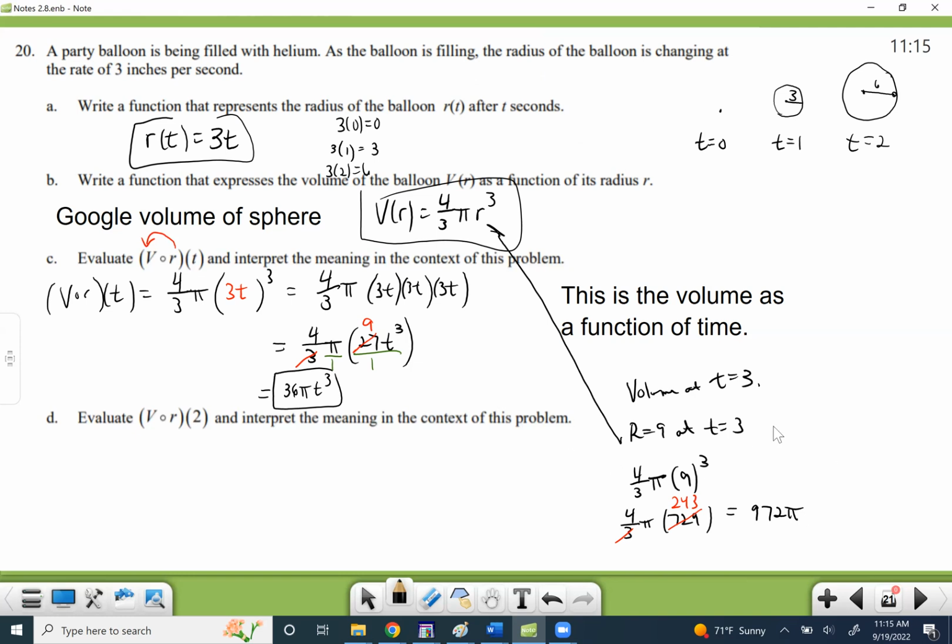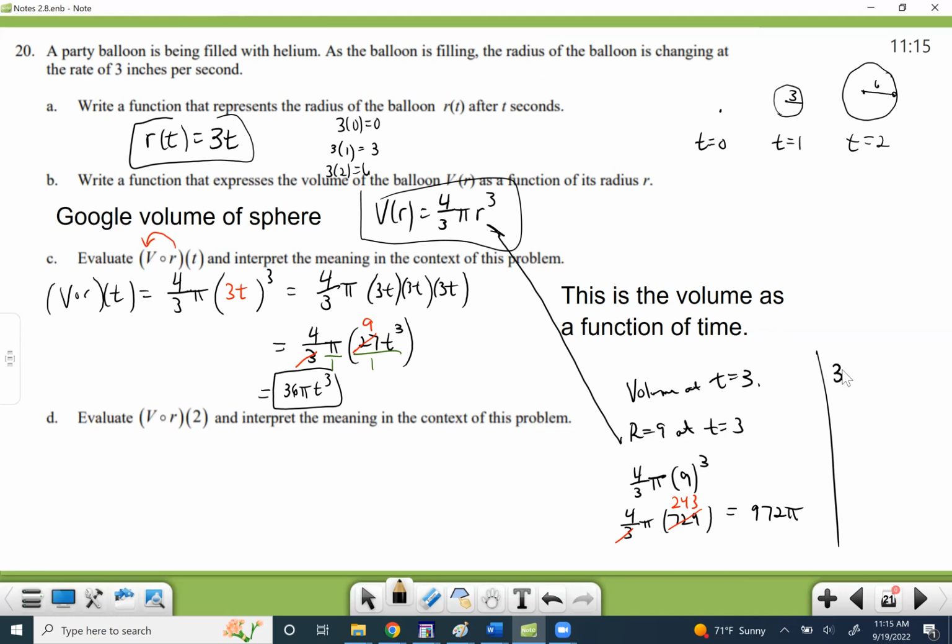I couldn't just take the fact that time was 3 and plug it into the volume equation. I had to take the fact that time was 3, plug it into the radius equation to get the radius, and then I could finally plug that into the volume. But if you look at what we've created here, I have the volume as a function of time. So we have a shortcut. Instead of going through all that madness, now I really can just take the 3 and plug it in. I can take the time and plug it in.